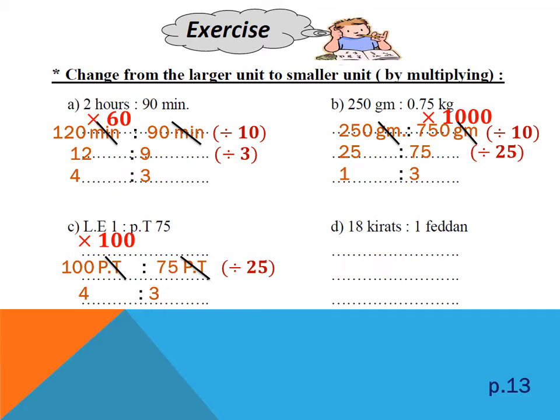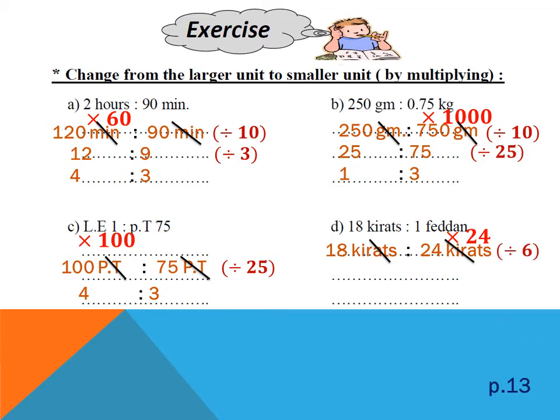18 carats to 1 feddan. The larger here is feddan. I need to convert 1 feddan to carats. To convert feddan to carat, multiply it by 24. Rewrite the ratio again: 18 carats as it is to 24, since 1 times 24 equals 24. Now cancel the units and start to simplify 18 to 24.